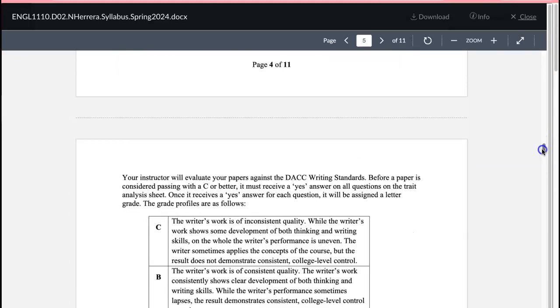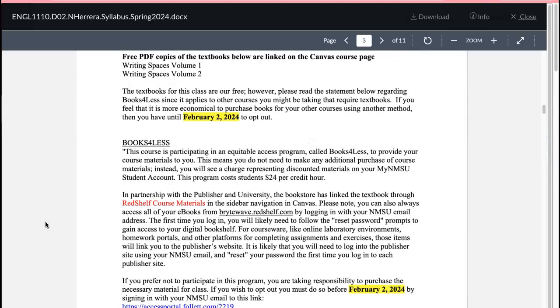Like I said, you can go ahead and look at the rest of the syllabus, but I do want to point out the Books for Less. This is basically a program that helps you pay for your books. It makes it a little bit more manageable. It's going to charge you $24 per credit hour. So you basically have to do the math and figure out how much you are paying and compare that amount with how much your books are. In most cases, this is going to be less than purchasing the books on your own. However, if you don't need books for all of your classes, then maybe the best option is to opt out. For example, in this class, the textbooks are free. They are PDF copies and they're free.